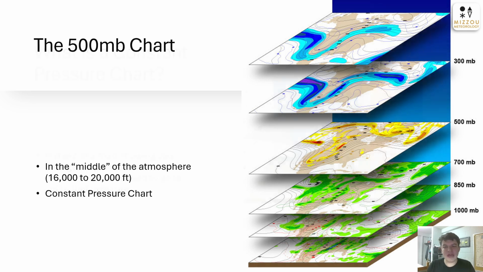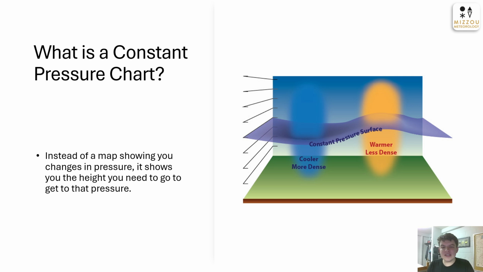Here's why that matters. Instead of showing you a constant height surface, it shows you a constant pressure surface. The depth of the troposphere changes. As you have cooler, more dense air, the troposphere shrinks. As you have warmer, less dense air, the troposphere expands. Regardless of the exact height of the midpoint of the troposphere, the 500 millibar map will do a pretty good job of capturing it. So instead of having to play guesswork, you now have a pretty good idea of what the middle of the troposphere looks like.